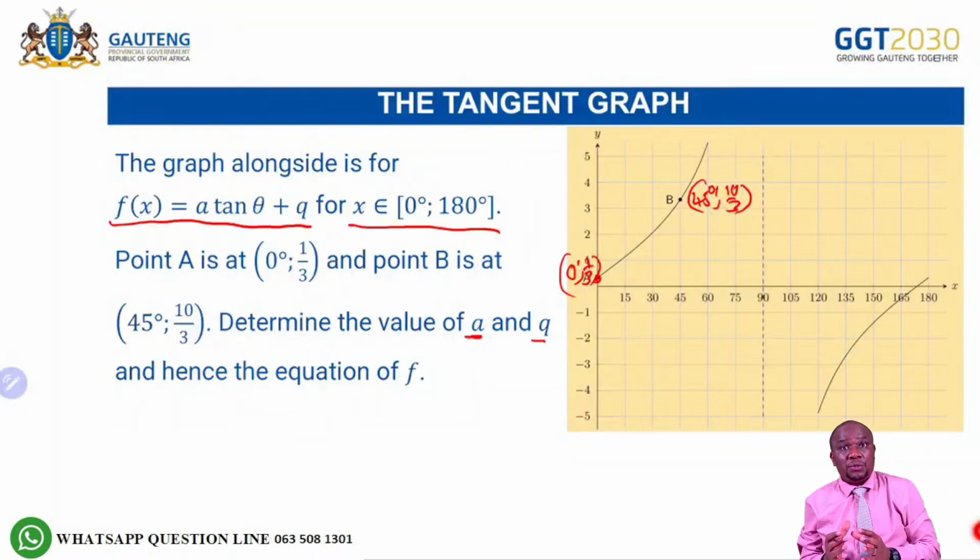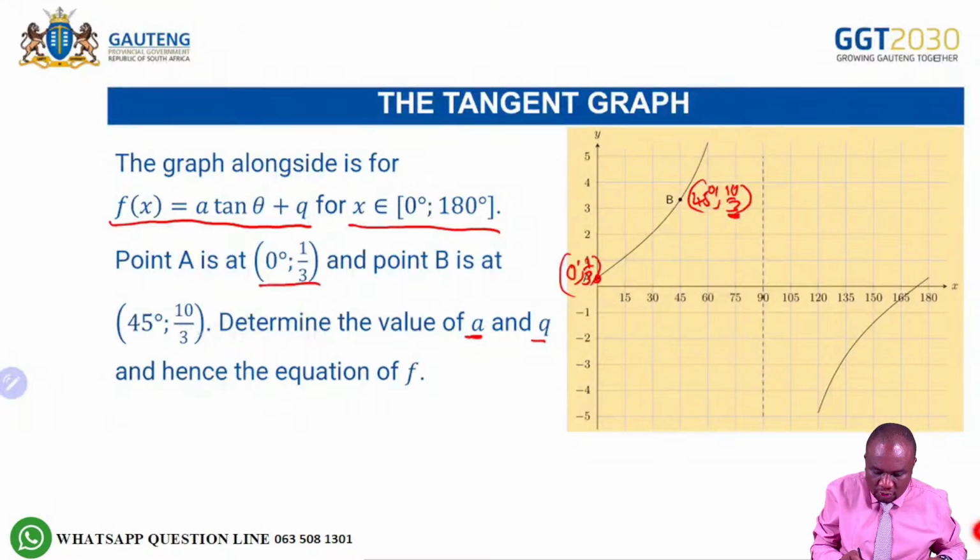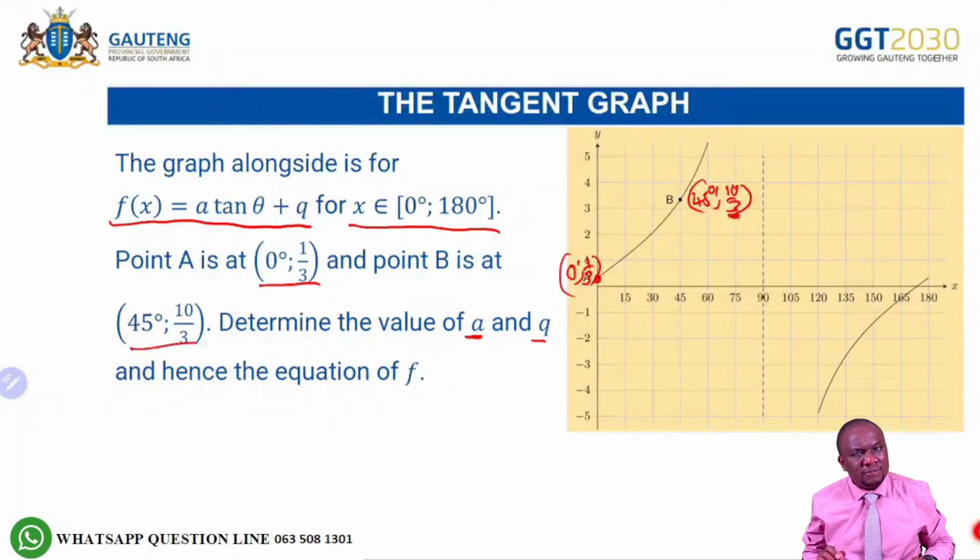Like I said, if we know the critical points for our parent graph, it becomes very easy to interpret the other graphs. You see here, our value of y here for B is changed from 1 to 10 over 3. You will see how this is connected to the value of a. I want us to use these points. We're going to substitute them, and then we'll see how it is connected to the value of a. Even this one here, you will see how it is connected to the value of q.